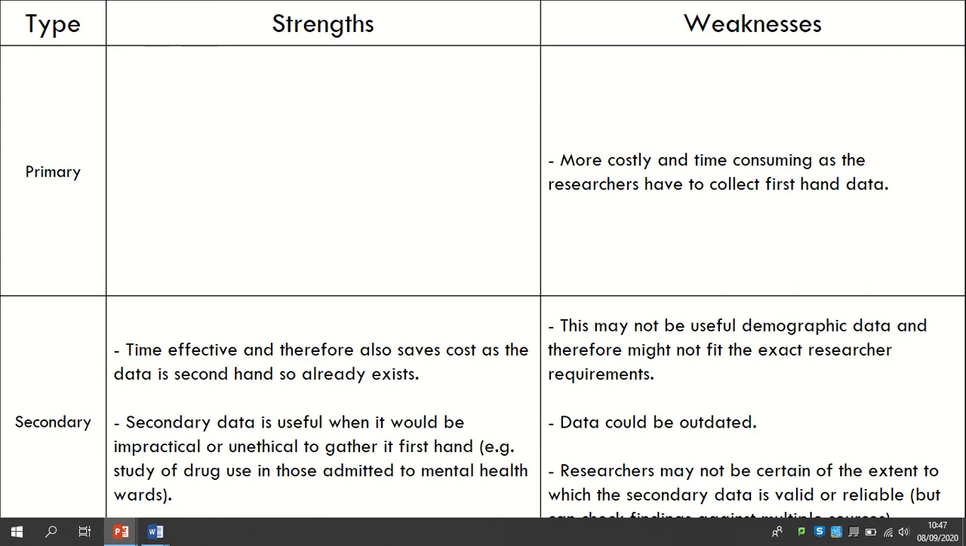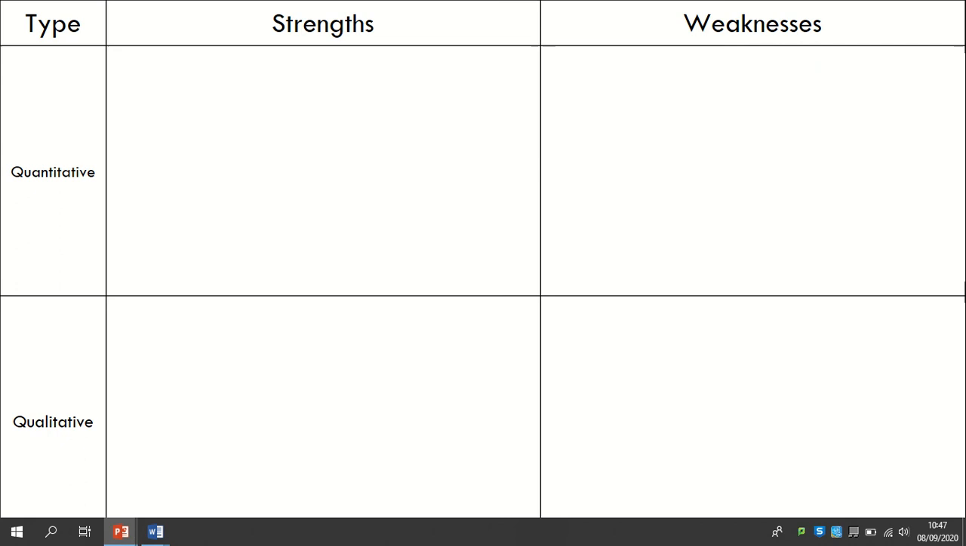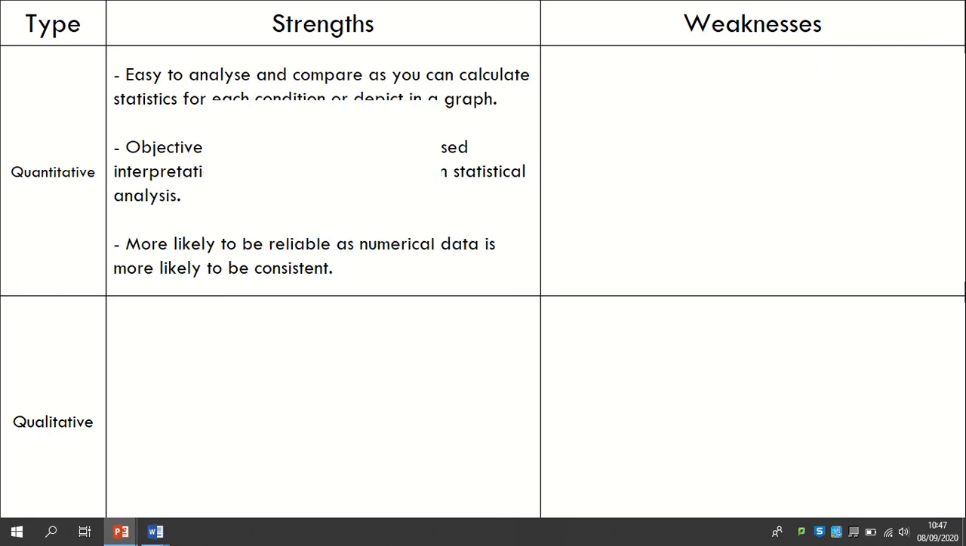So you can write that down. If you want to rewind this, you can do, and write something like that down in the strengths for primary data. Then we have the strengths and weaknesses of qualitative and quantitative data.